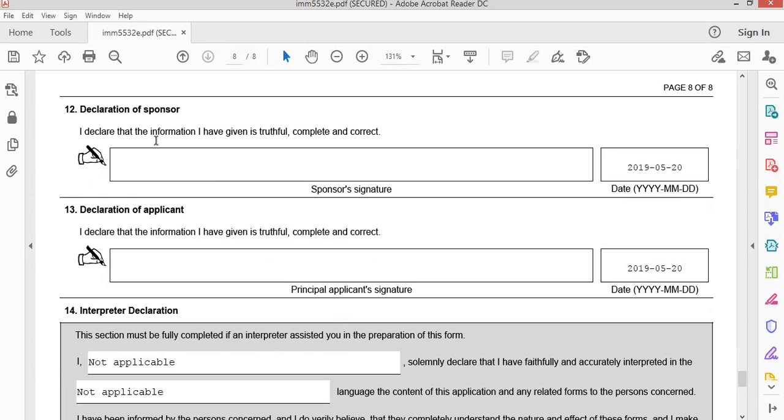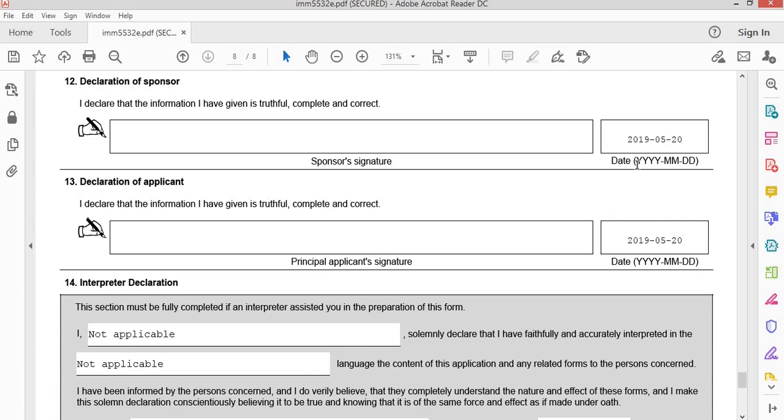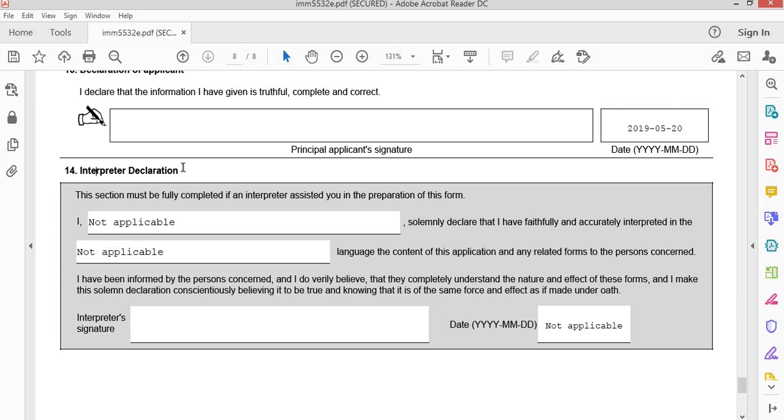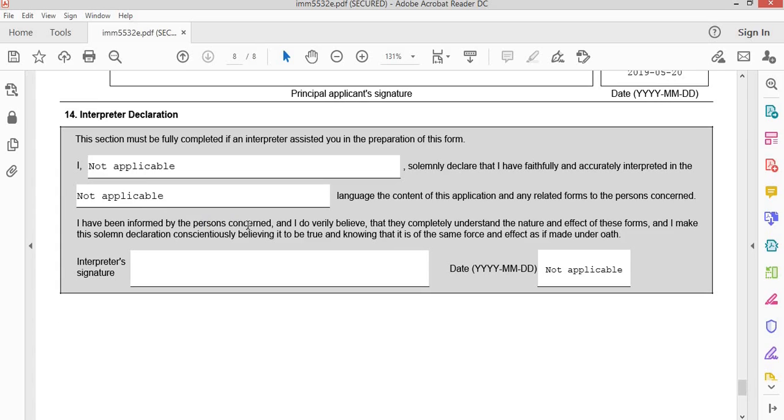Next is the declaration of the sponsor and declaration of the applicant, who is the primary applicant. You can simply sign it and provide the date. Next is the interpreter declaration. This section is filled in by people who are actually using an interpreter, and if you're not using an interpreter, you can simply mark it as not applicable, or you can even leave it as blank. Based on my personal experience, I would like to tell you that mentioning not applicable is not mandatory, but it is good to have rather than leaving it blank.